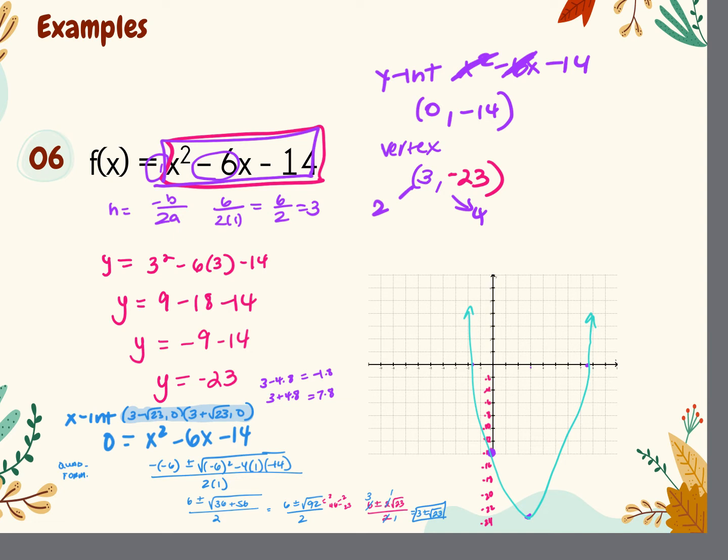On the quiz, we haven't gone to the test yet, but on the quiz, it's going to be multi-part like that. It's going to ask you for the vertex, the axis of symmetry, domain, range, intercepts, all that stuff. Yeah.